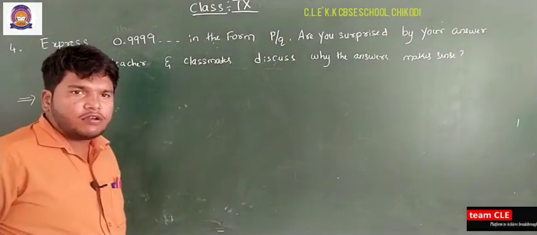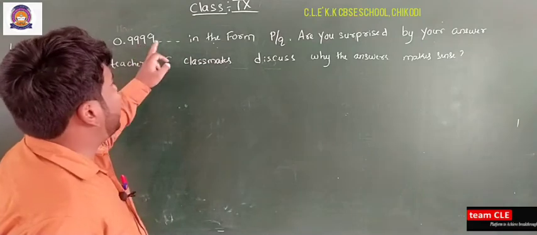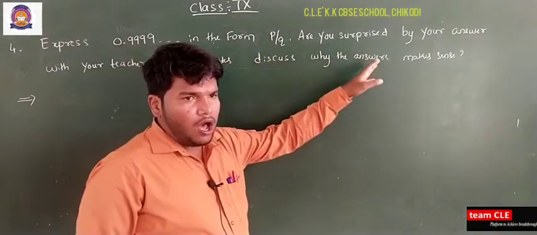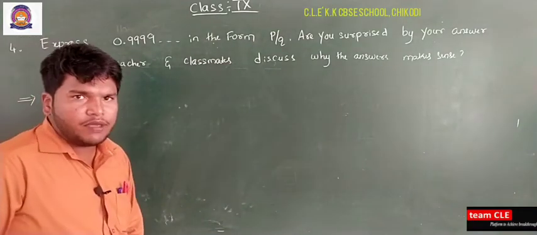There are no classmates, you are studying by yourself at home. So express 0.99 in the form of p by q. Are you surprised by your answer with your teacher and classmates? Discuss why the answers make sense.